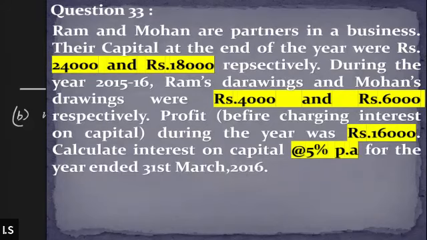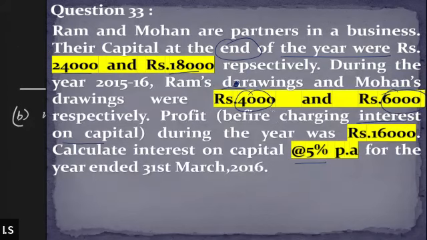See, question 33 says Ram and Mohan are partners in a business. Their capital at the end of the year were ₹24,000 and ₹18,000, respectively, during the year 2015-16. During the year 2015-16, Ram's drawings and Mohan's drawings were 4,000 and 6,000 respectively. Profit before charging interest on capital during the year was 16,000. Calculate interest on capital at 5% per annum for the year ended 31st of March.